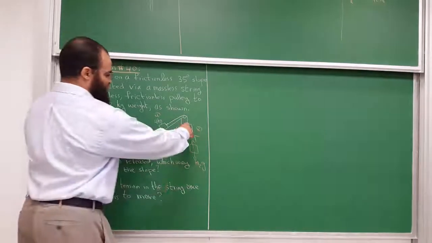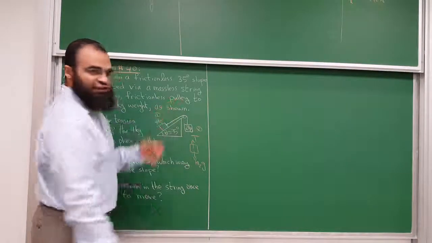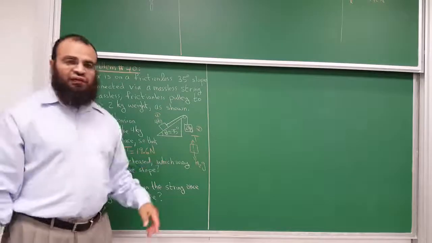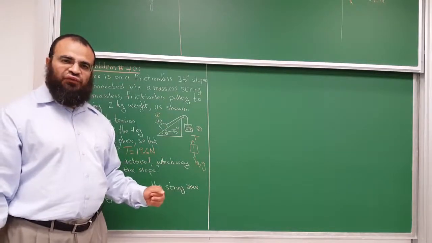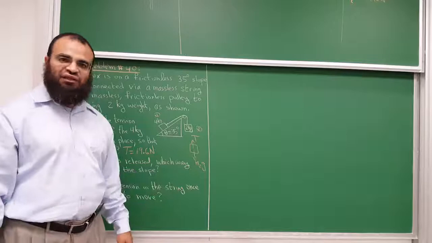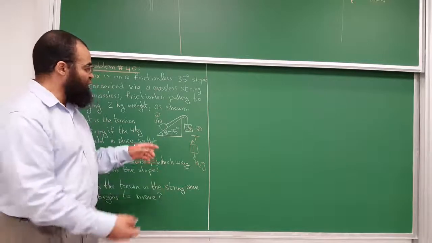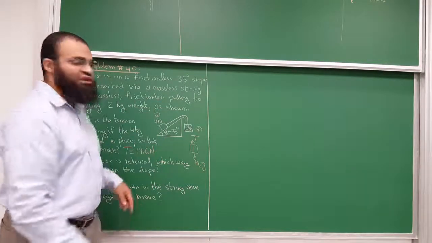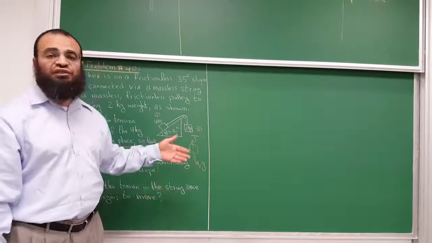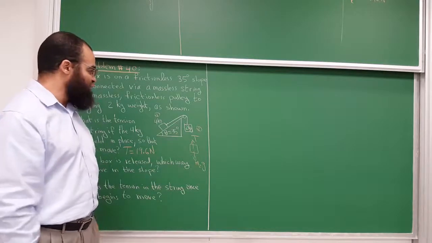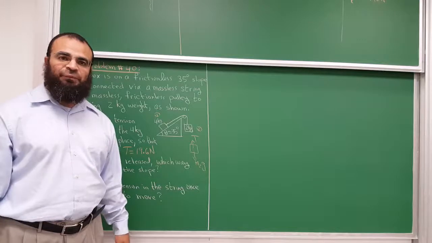I would just assume this mass falls and this one rises, and then calculate the acceleration. If I get a positive value for the acceleration, it means my assumption is correct. If I get a negative value, it means my assumption was wrong and the acceleration is actually in the opposite direction to what I have assumed. If I get 0, then the acceleration is 0.